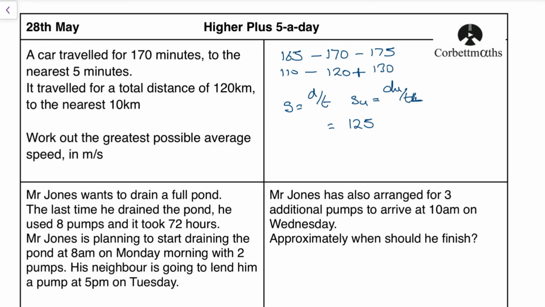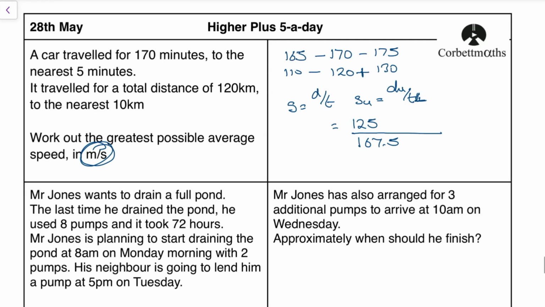And the lower minutes, what does it want? It wants meters per second. Okay, that's interesting. Right, so I'm going to change something slightly before I put it in my calculator. The lower minutes is going to be 167.5. Now, because it wants it in meters per second, I'm going to convert the distance to meters. So I'm going to multiply by 1,000. And I'm going to convert the minutes to seconds by multiplying that by 60.